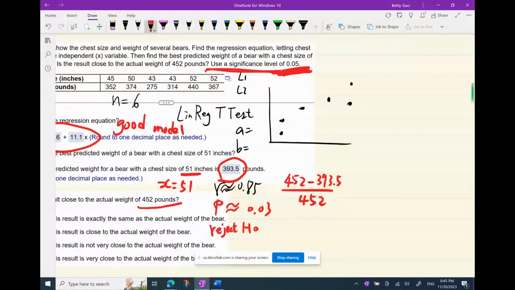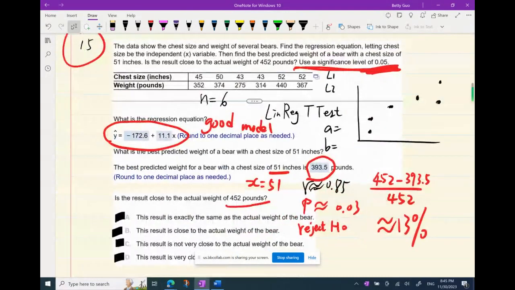Divided by 452. It gave me almost 13%. I think obviously not close. Okay, not close. And you might ask, now what if it's smaller? So it doesn't really give us a criteria here, right? But 13% definitely is too big, and we should choose not close.